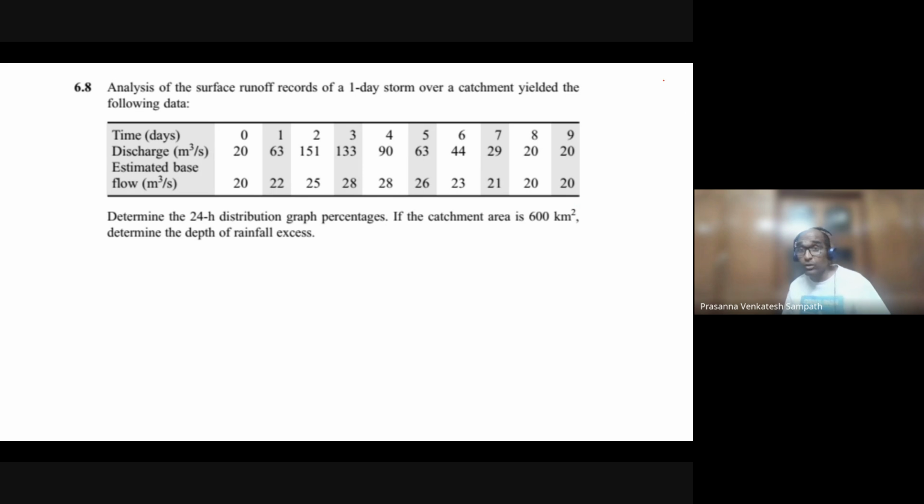Very good. So you've answered the last part of the question, right? If the catchment area is 600 kilometers square, determine the depth of rainfall excess. So what he said is, once we subtract base flow from discharge and get the direct runoff hydrograph, you can compute the area under that curve. Correct? What will the area under that curve give us? It will give us the volume of runoff. If you divide it by the area of the catchment, you will get the depth of excess rainfall.